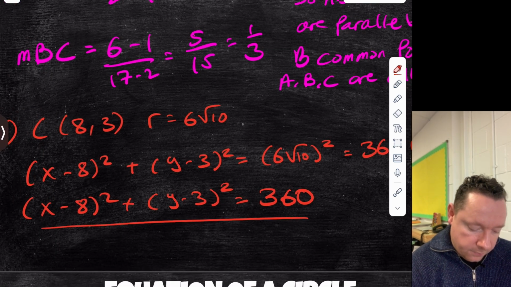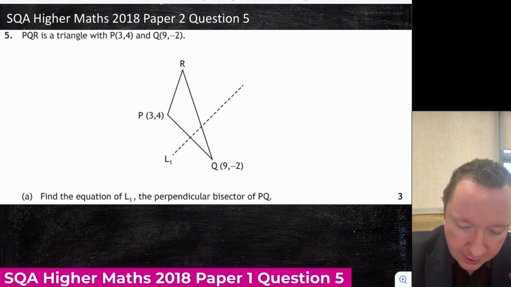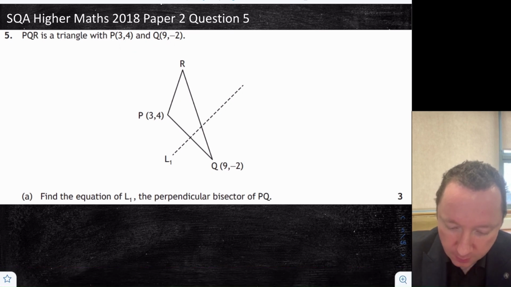And we're done. SQA Higher Maths 2018, Paper 2, Question 5. PQR is a triangle with P(3, 4) and Q(9, -2) as shown. Find the equation of the perpendicular bisector of PQ.